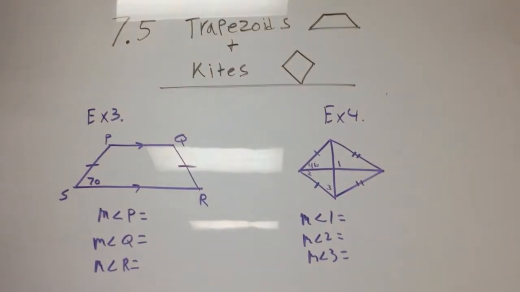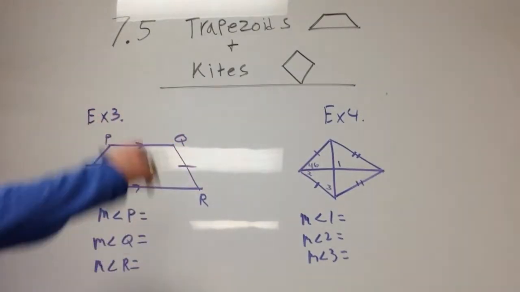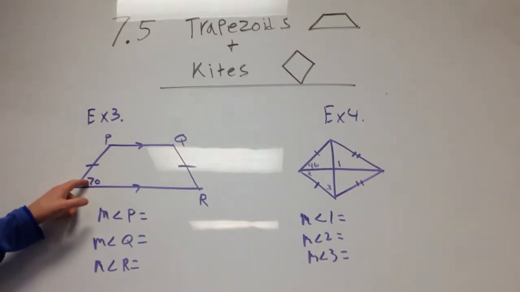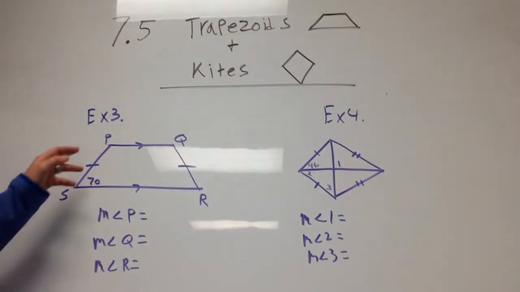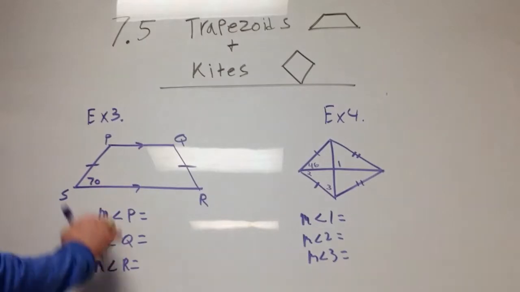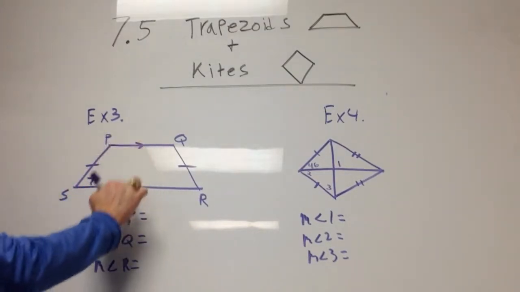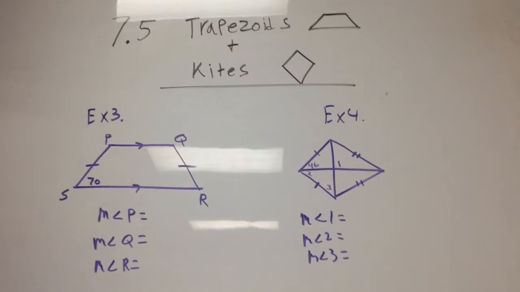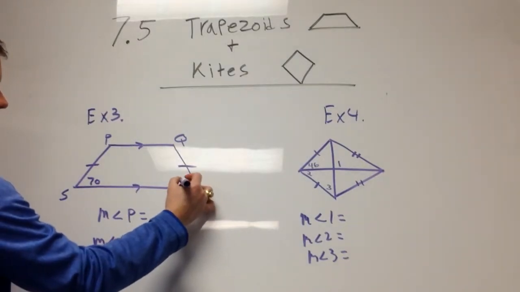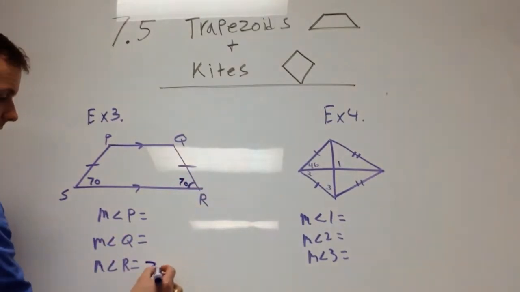Lastly, we're going to do some examples that are the same as example 1 and 2, but I'm going to combine these together for example 3 and example 4. So on example 3 it says, in the following isosceles trapezoid, angle S is going to be 70 degrees. We need to find the measurements of P, Q, and R. This is an isosceles trapezoid, so we know these two legs are congruent and these two bases are parallel. We know in an isosceles trapezoid the base angles are going to be congruent. So S and R share the same base, so angle R is also going to be 70 degrees.